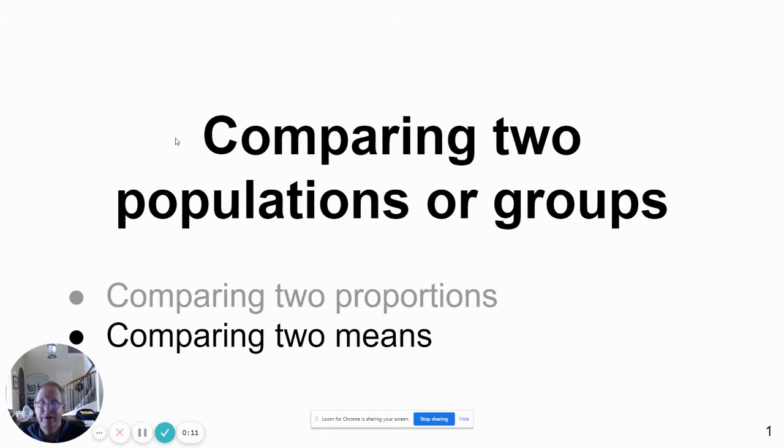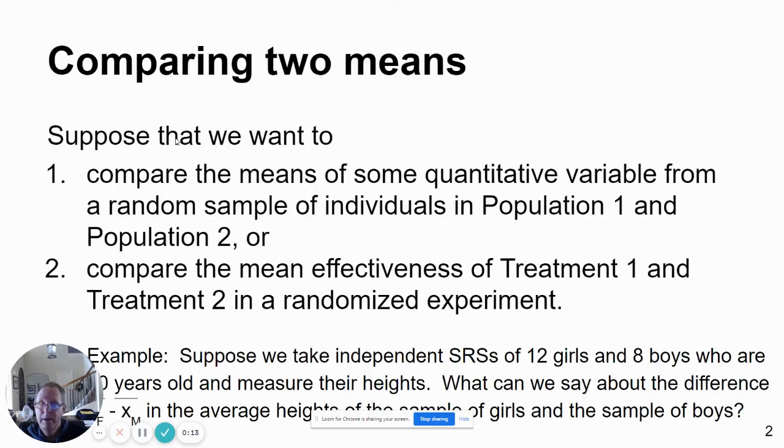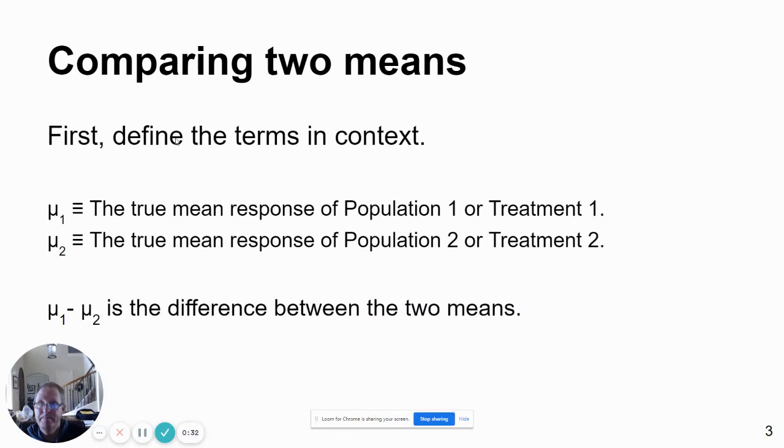You will need your calculator for this lesson. So, what type of factual problem are we looking at here? Well, suppose you want to compare the mean of some quantitative variable for individuals in population 1 and population 2, or the mean for individuals who receive treatment 1 and treatment 2. That's the type of problem that we are looking at.